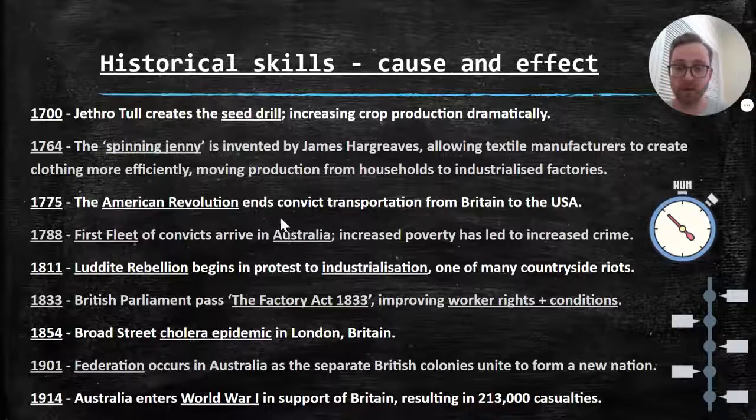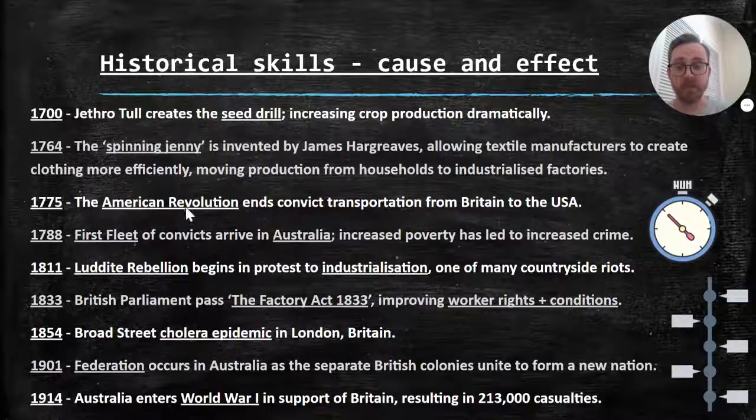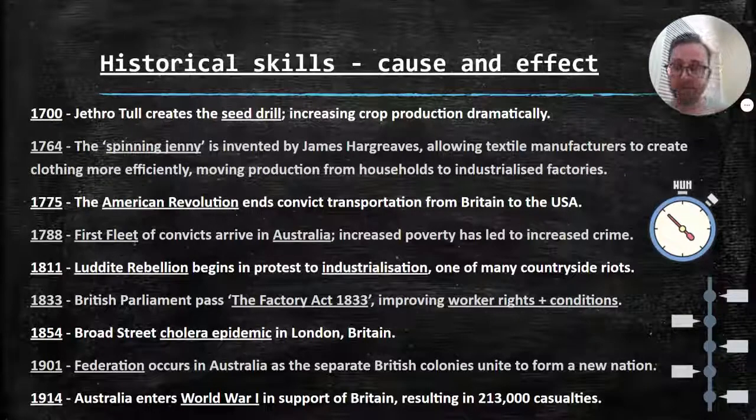This one's more connected to our next topic, which is convicts and colonization of Australia. In 1775, Mr. Tapley's old mates, the Americans, had a war, the American Revolution, between America and Britain, which ended convict transportation from Britain to the USA. Cause and effect. Since we can't send them to America, we're going to send convicts to Australia. So the reason Australia was colonized was because of this American Revolution. So that's cause and effect again happening.